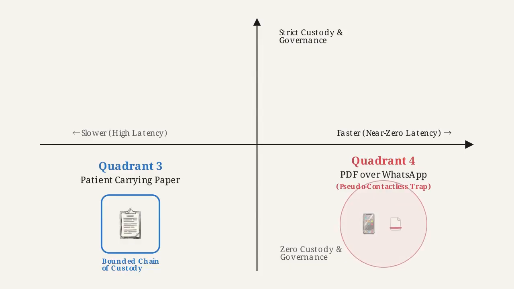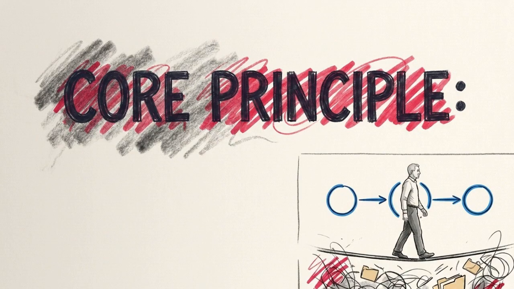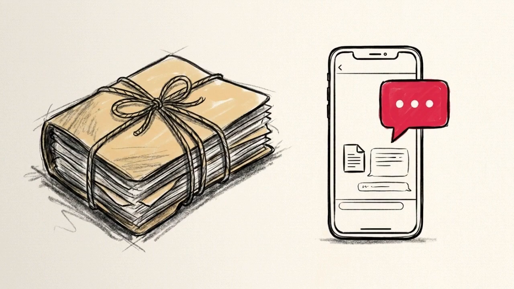This occurs when hospitals email PDF reports or families send medical records via consumer apps like WhatsApp. The latency drops to near 0, but custody and governance drop to exactly 0. This exposes the inverse friction law of health IT. In a fragmented system, the least governed communication channel is always the most capable and widely used.